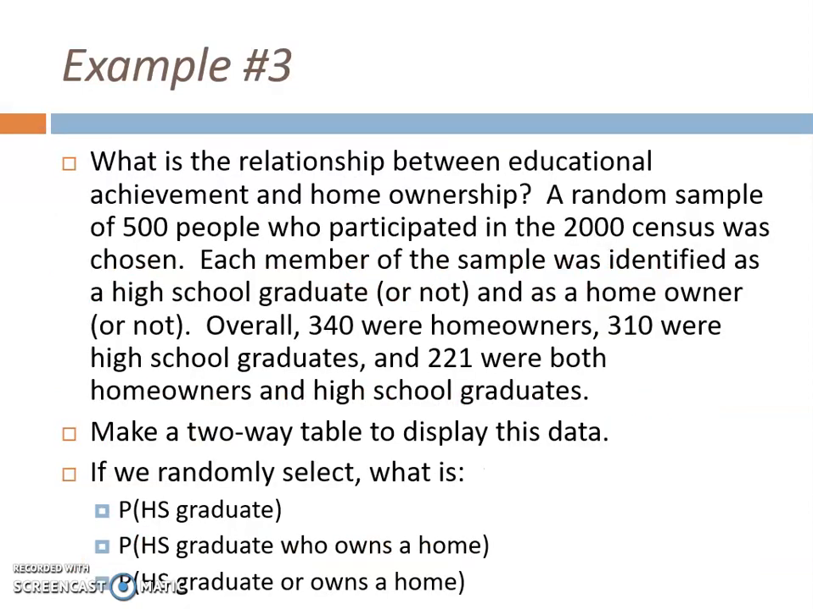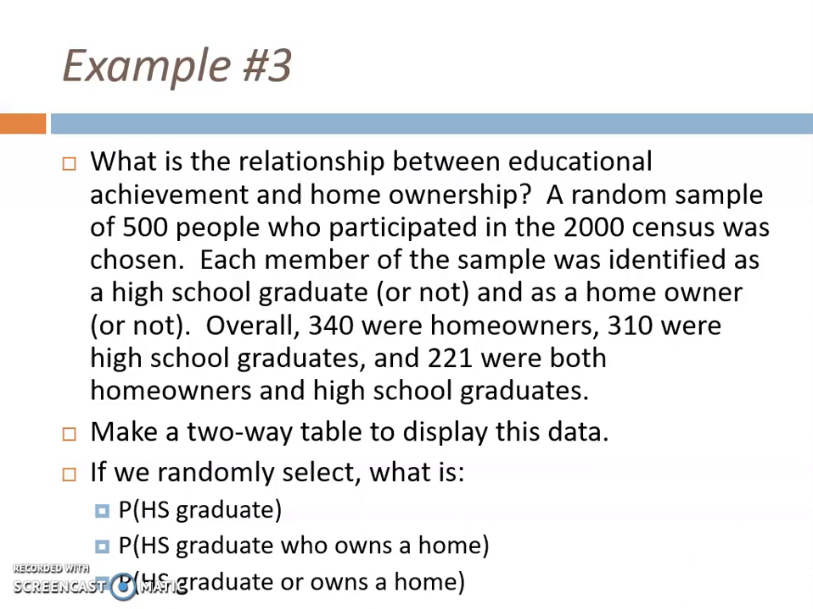All right, next example. What is the relationship between educational achievement and home ownership? A random sample of 500 people who want to participate in the 2000 census was chosen. Each member of the sample was identified as a high school grad or not, and as a homeowner or not. Overall, 340 were homeowners, 310 were high school graduates, 221 were both.